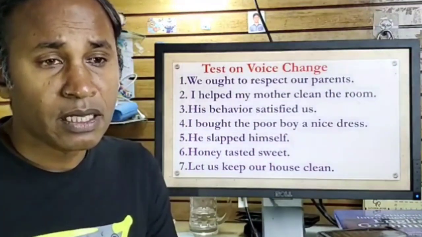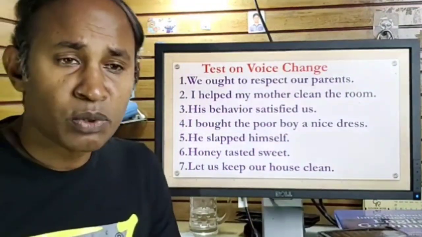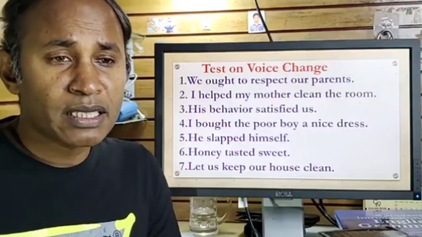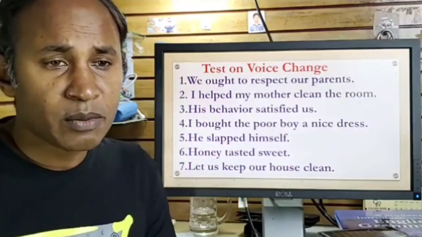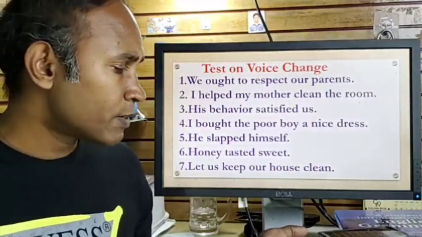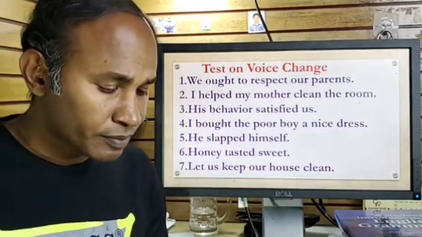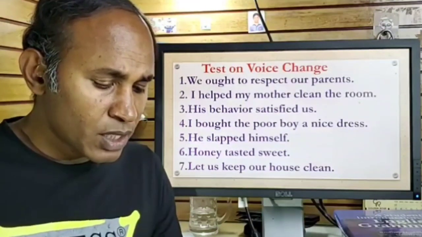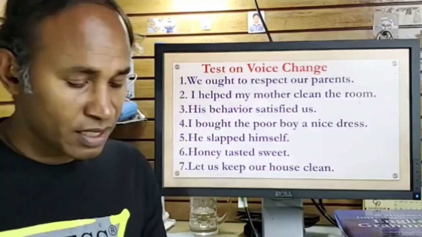You have let, so here if let is there then you must do it with let, so in that case let is there. So let and object in this sentence are our house. Let our house be kept clean by us, let our house be kept clean by us. Ishpam, your spelling of by is incorrect.